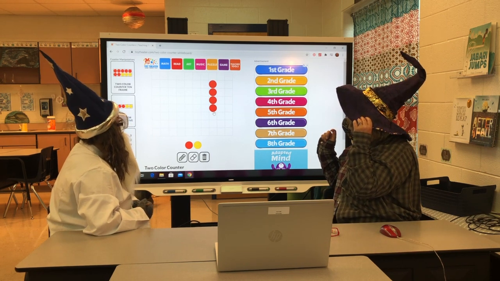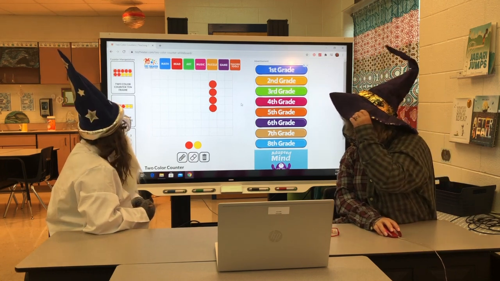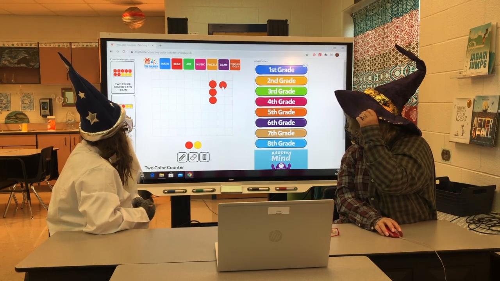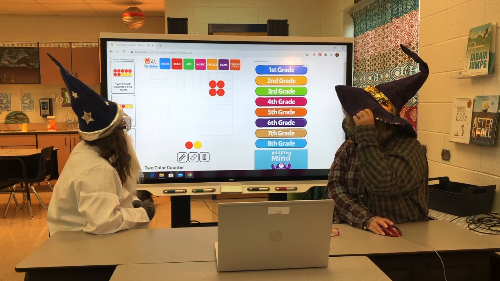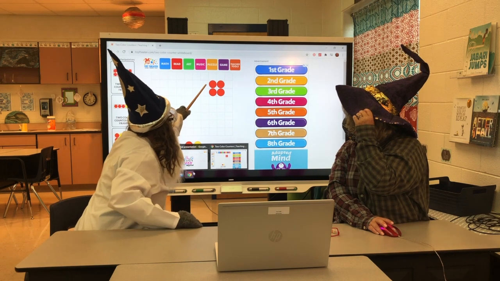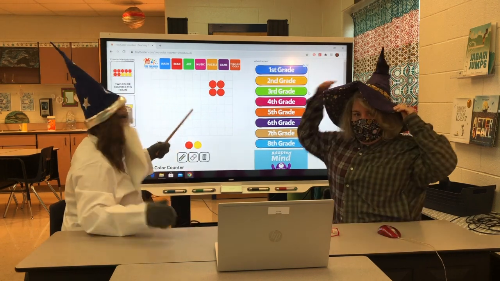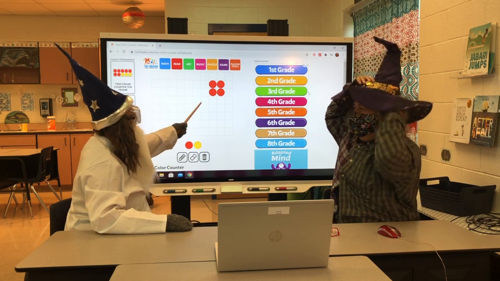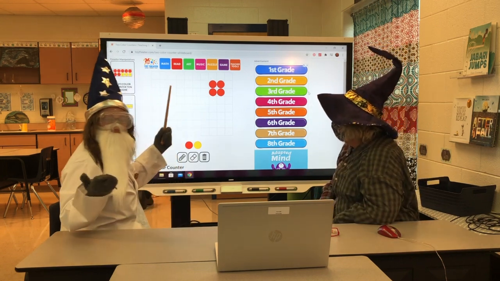What if we tried putting them next to each other? Alrighty. Let's see. You mean like this? Yeah, let's try that. So now we can see that every counter has a partner, or like a match, which means that this number 4 has to be even.